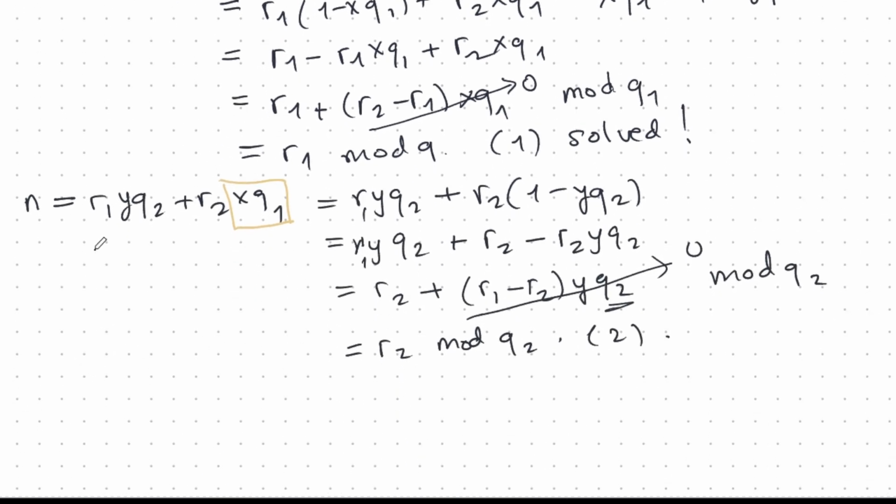Okay, and so n is really good. n does the job. n is a solution to the system. But we're not done yet. We still have to prove something. Our job now is to prove the uniqueness of n. But what do I mean by n is unique?